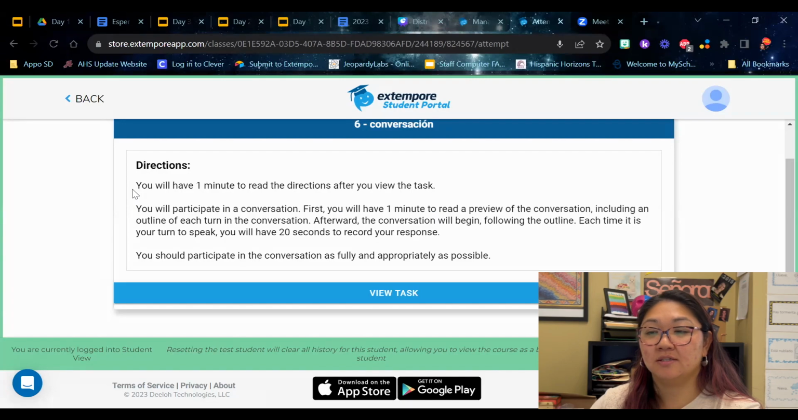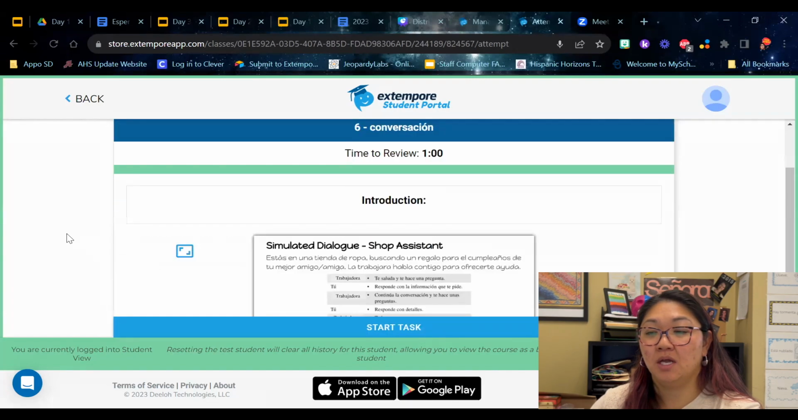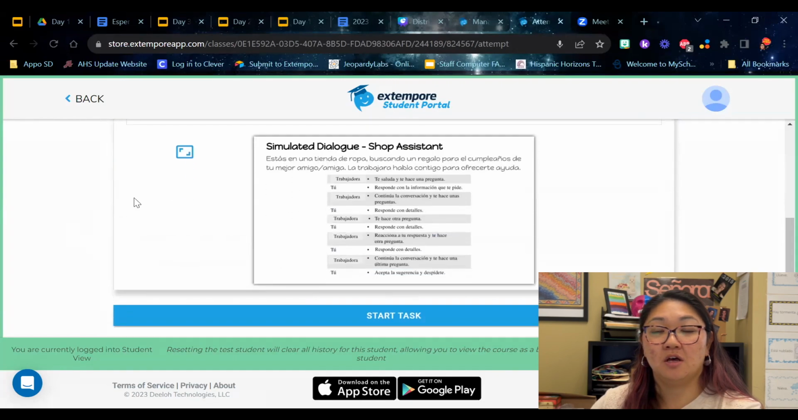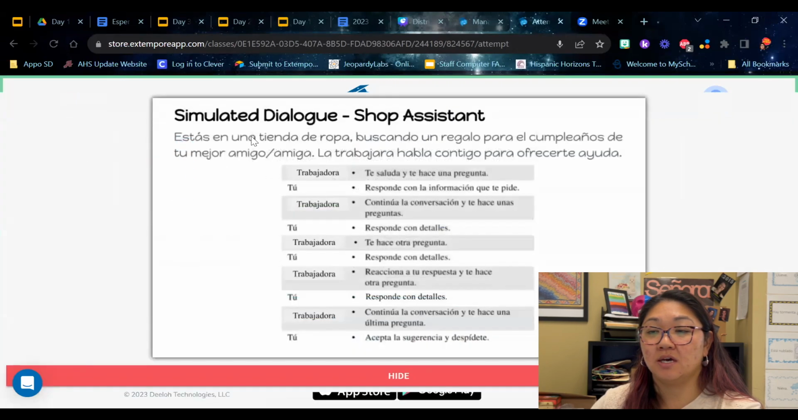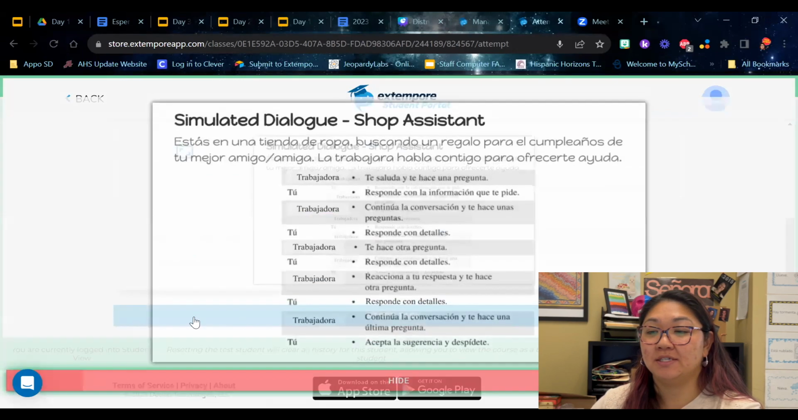When they view the task, the timer starts to count down, and they can see how the dialogue will go. It's a simulated dialogue with a shop assistant who's offering them help while they look for an article of clothing for their best friend's birthday. As soon as they're ready, they can go ahead and start the task.